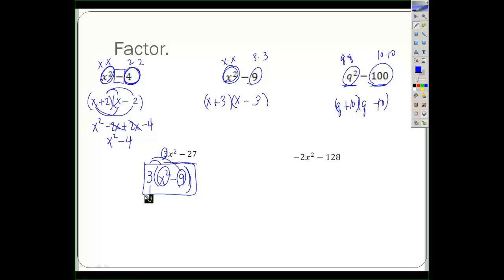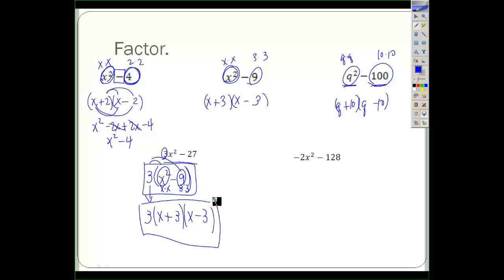So let's factor some more. 3 stays in front. The square root of x squared would be x. And the square root of 9 will be 3. So my finally factored term would be 3 times the quantity x plus 3 times the quantity x minus 3.